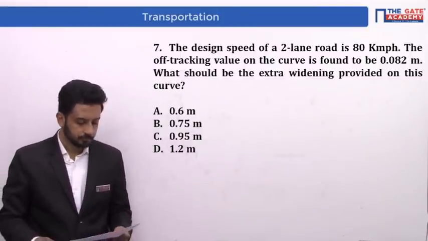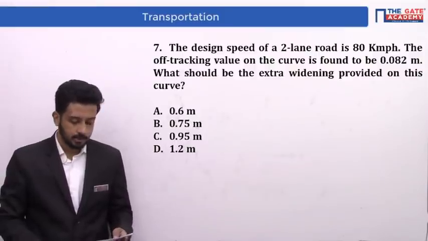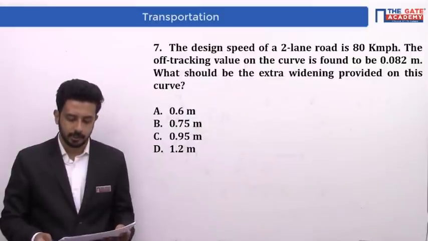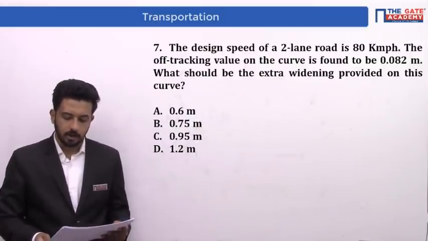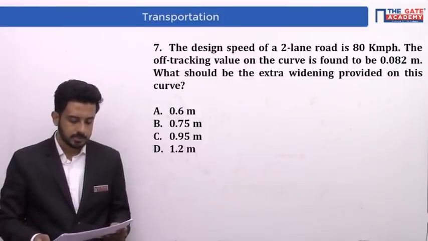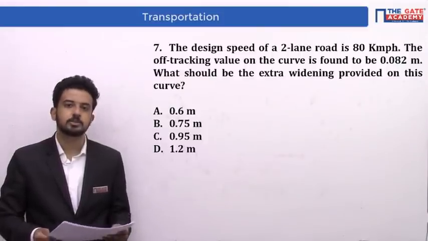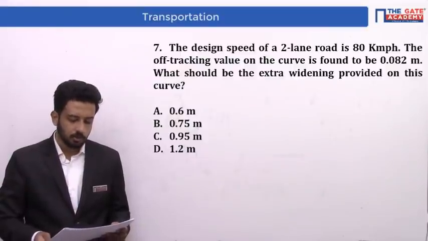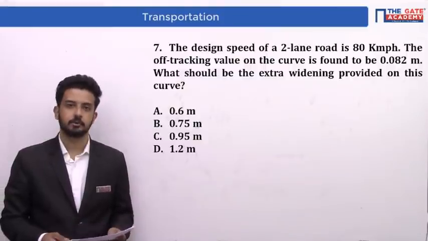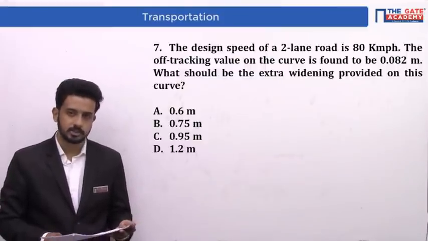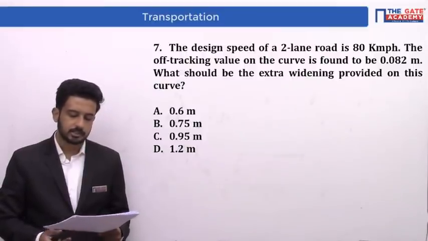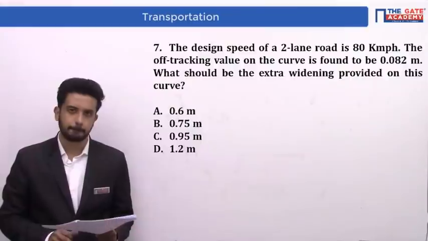Let's read the question. The design speed of a two-lane road is 80 km per hour. The off-tracking value on the curve is found to be 0.082 meter. What should be the extra widening provided on this curve? Read the question once again and understand what they have asked. They have asked what is the extra widening required.